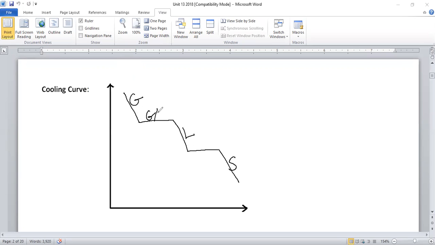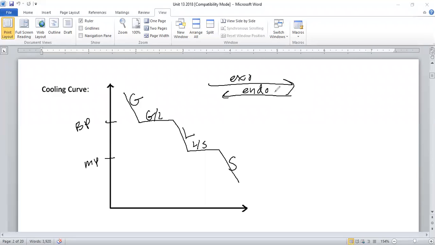This is the gas-liquid equilibrium, the liquid-solid equilibrium, the melting point, the boiling point. And in this direction, since you're cooling down, it's exo. In the opposite direction, it is endo.